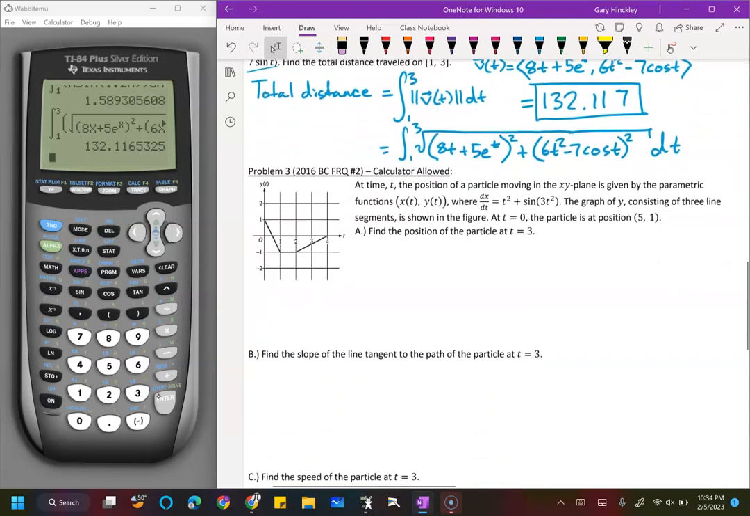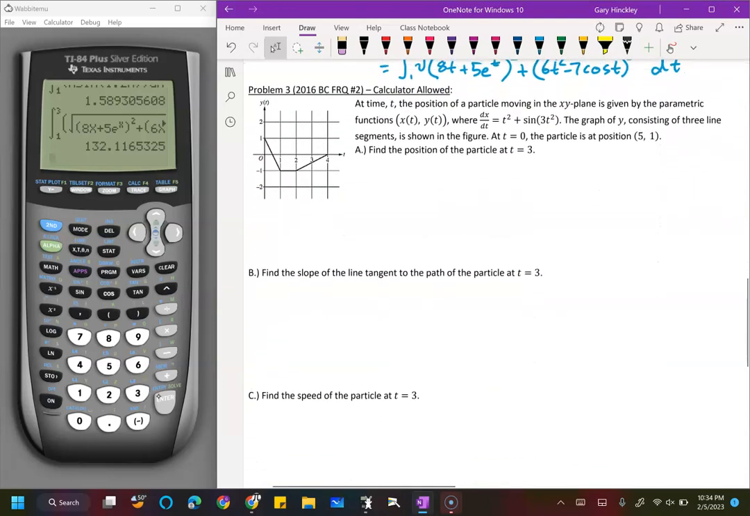Okay, so we have one more here. This is a problem from the 2016 BC FRQ number 2. And this one I'll just kind of look it over, but a lot of what goes on here is the same as what we just went over. So if we see it says at time t, the position of the particle moving in the xy plane is given by the parametric functions.